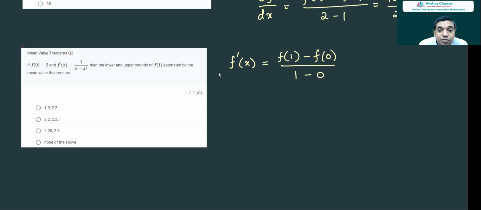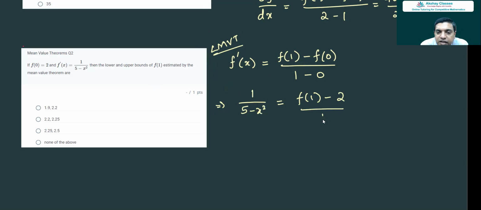So which means then we'll have to take these two as the extreme points and apply the mean value theorem. Okay, this is the Lagrange's mean value theorem. So f of x is 1 by 5 minus x square. This is f of 1 minus 2 by 1, which means f of 1 is 2 plus 1 by 5 minus x square. So from the equation now, x, we are discussing which interval?